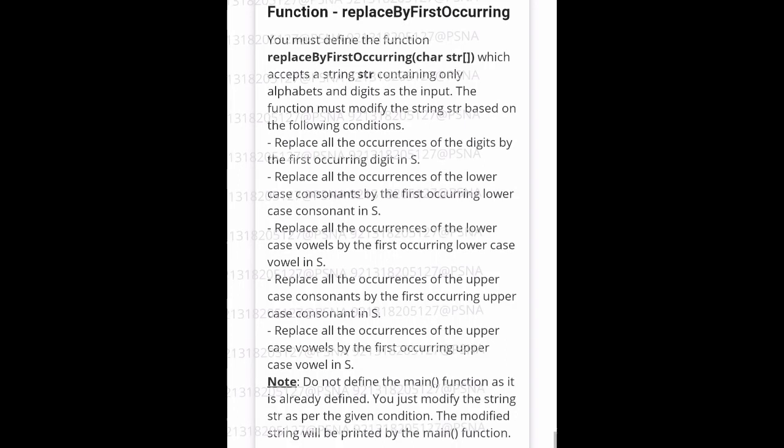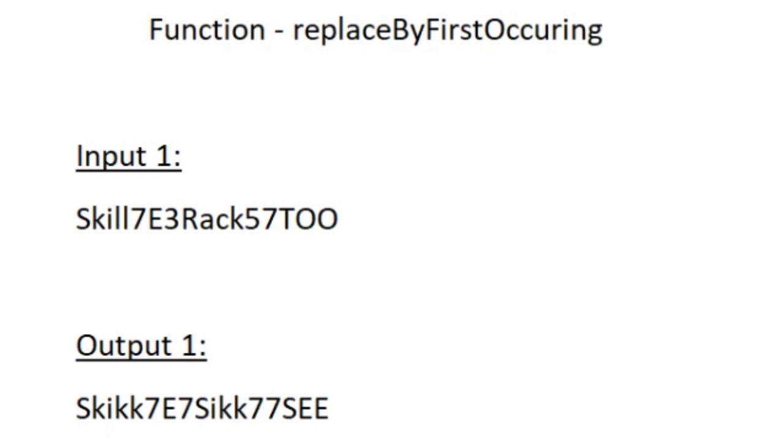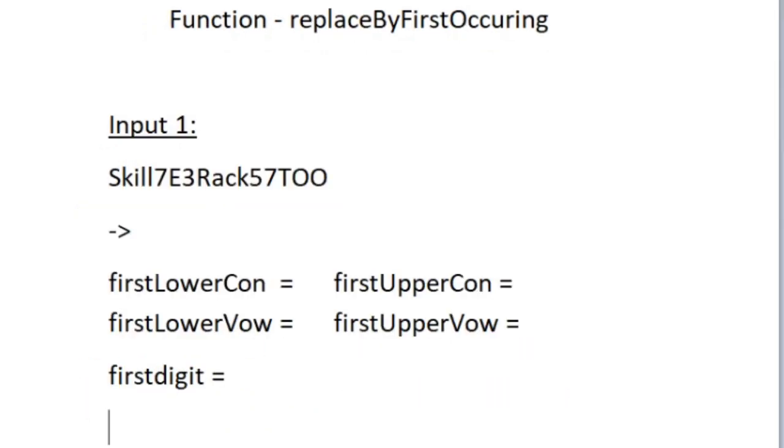This is the question asked in today's SkillRack daily challenge. So we are given a string as an input and our task is to replace the characters present in the string. As per the question, first our task is to find 5 characters. The 5 characters are: the first lowercase consonant, then the first occurring uppercase consonant, then the first occurring lowercase vowel, then the first occurring uppercase vowel, and then the first digit.